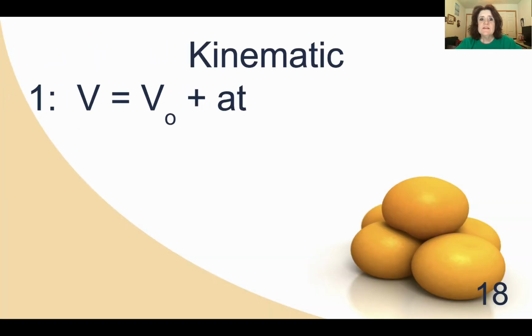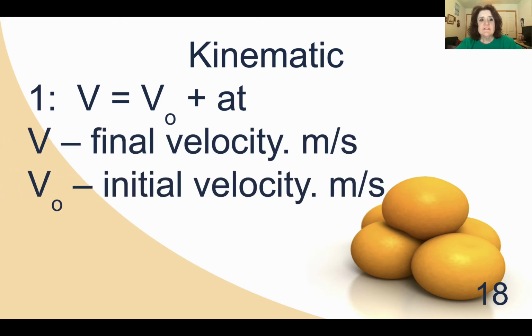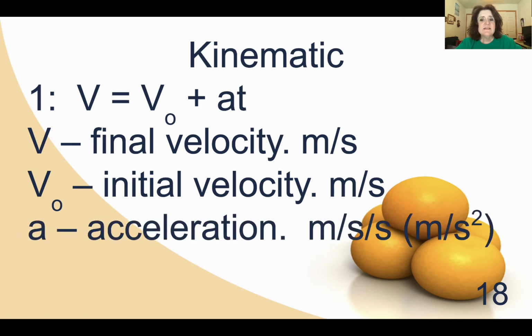Kinematic 1 is v is equal to v naught plus at. You're going to use this to find velocity or acceleration or time. So v is the final velocity in meters per second, v naught is the initial velocity in meters per second, a is the acceleration in meters per second per second, and t is time in seconds.